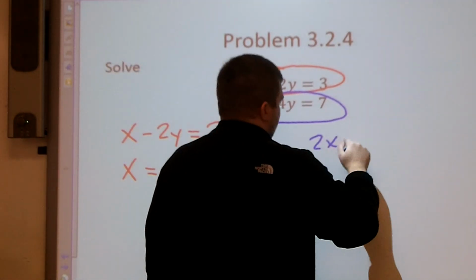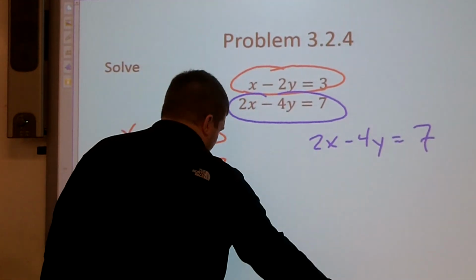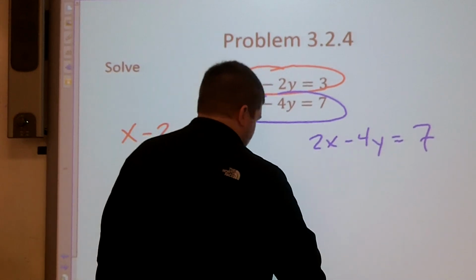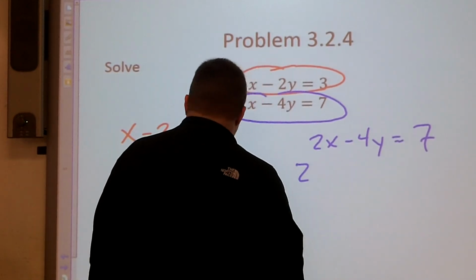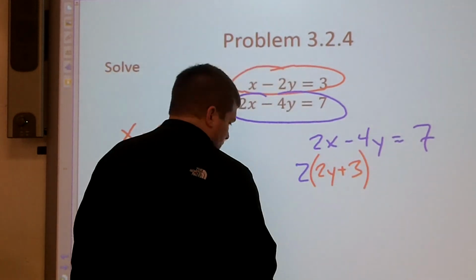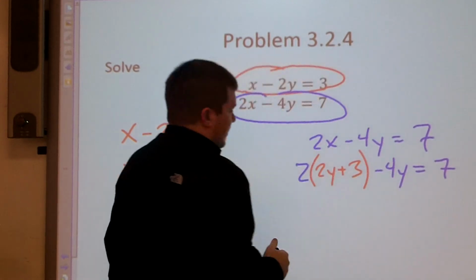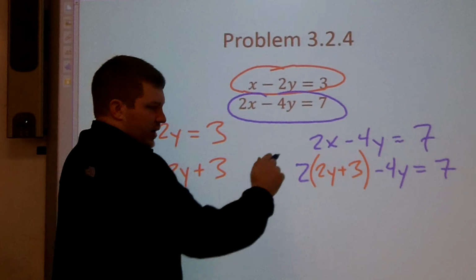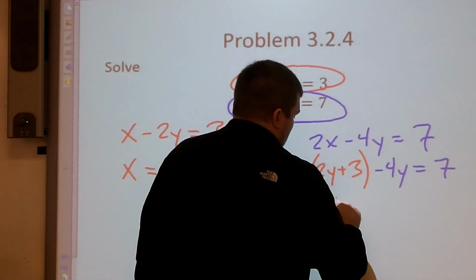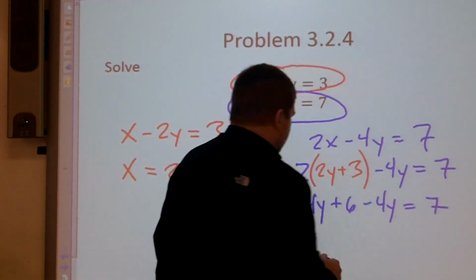So 2x minus 4y is equal to 7. And everywhere I see an x, now I'm going to plug in the value 2y plus 3. So 2 times 2y plus 3, minus 4y, and that's equal to positive 7. Okay, so now we have distributive property again. We had 2 pieces for the value of x, so we need distributive property. So we have 4y plus 6 minus 4y is equal to 7.